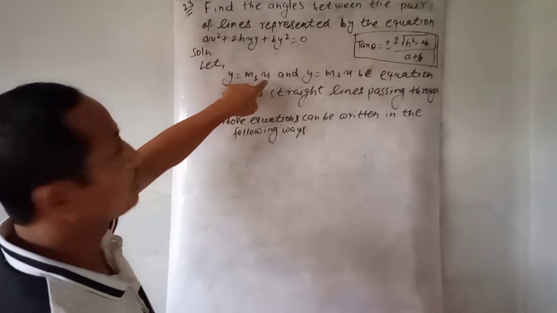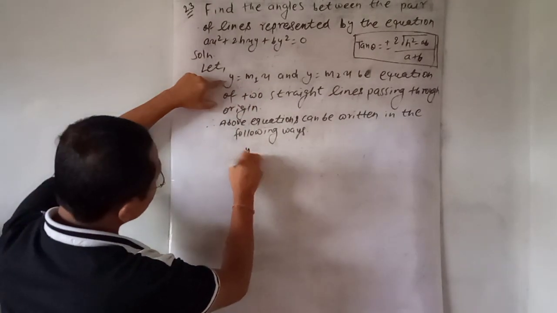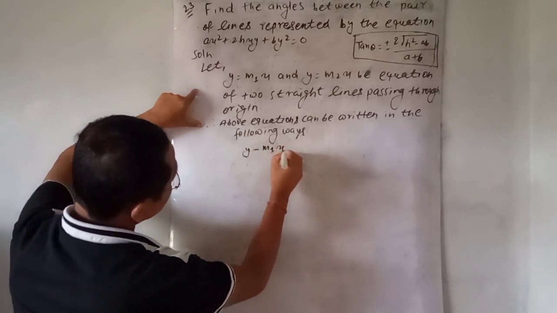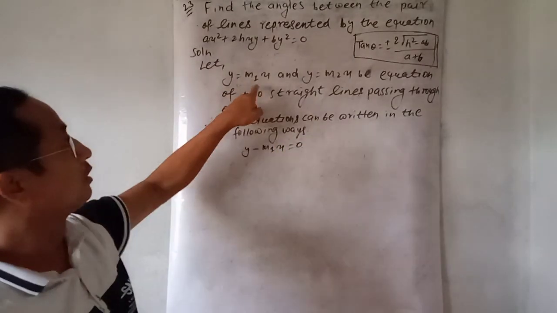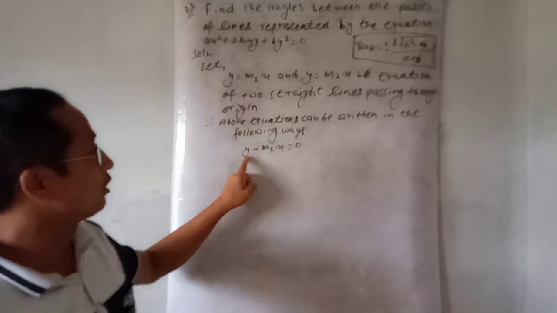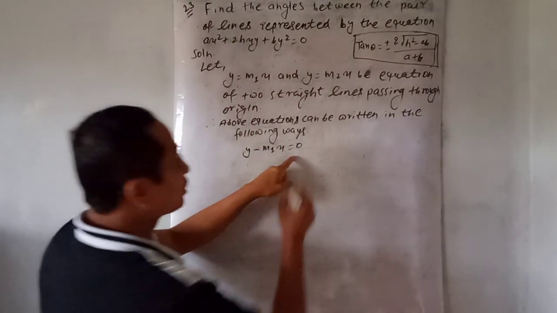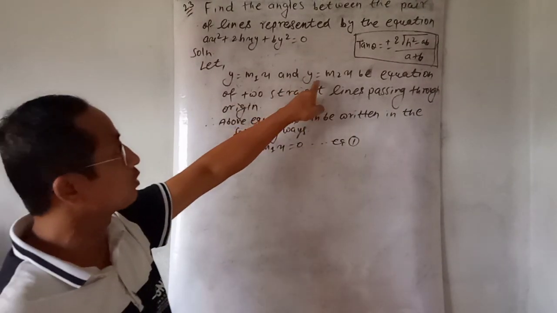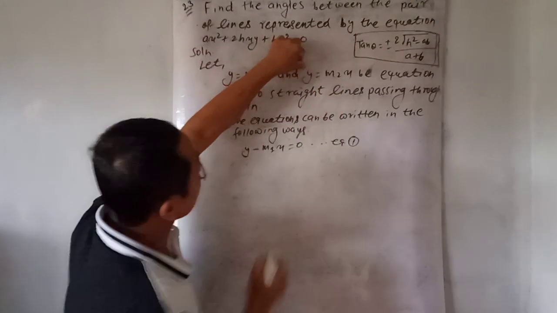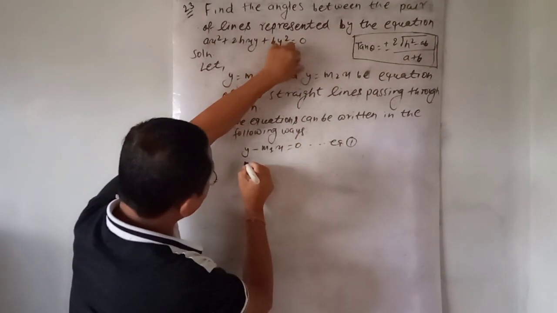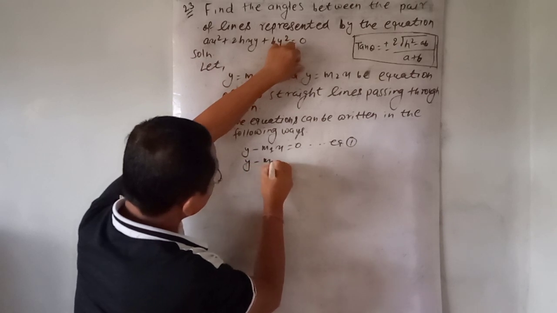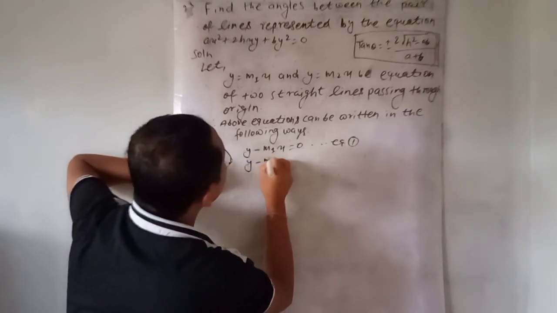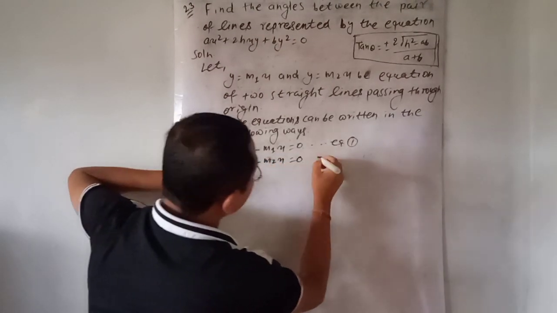I mean y is equal to m1x can be written y minus m1x is equal to 0, bringing m1x to this side. This is equation 1. In a similar way, y is equal to m2x can be written y minus m2x is equal to 0.